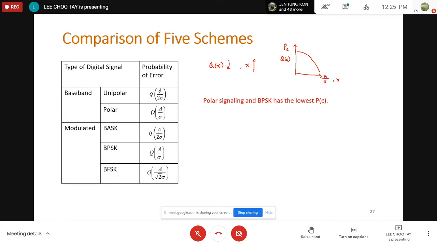So if you look at the term in the bracket, which is X, A over sigma is a bigger value as compared to A over 2 sigma, and also A over root 2 sigma. Therefore, from this table, it shows that BPSK and polar signaling give you the best performance in terms of the probability of error.